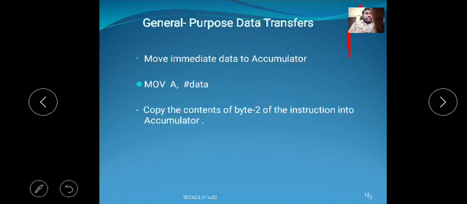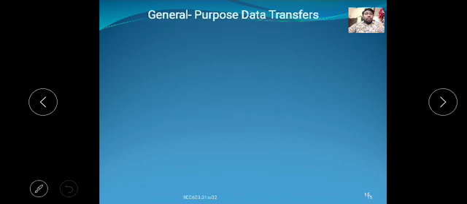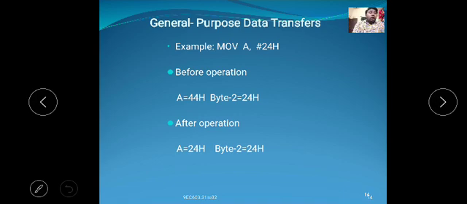In immediate addressing, move immediate data to the accumulator, MOV A, #data, copies the contents of byte 2 of the instruction into the accumulator. In the example, MOV A, #24H. Before operation, A is equal to 44H and byte 2 is 24H. After operation of this instruction, A is equal to 24H. The byte 2 is equal to 24H.